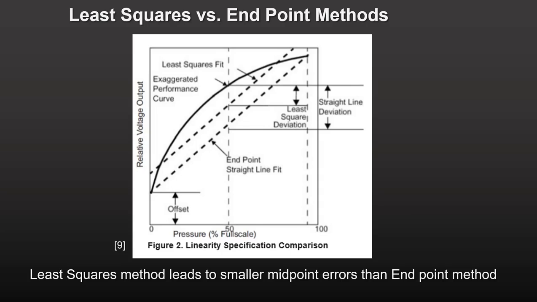This slide compares the midpoint error using the two methods. The least squares fit line passes through different parts of the nonlinear curve, but not the endpoints. The deviation at the midpoint using the least squares method is shown as half that using the endpoint method, exaggerated visually to make a point. Now let's illustrate how you would do a least squares calculation in Excel to calculate the slope and midpoint errors for the output of a Type K thermocouple.